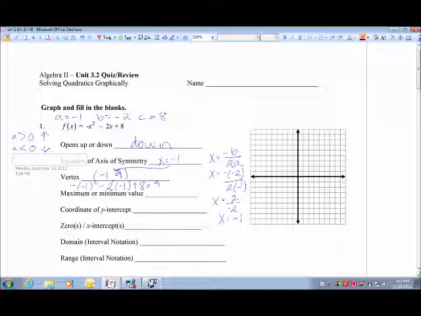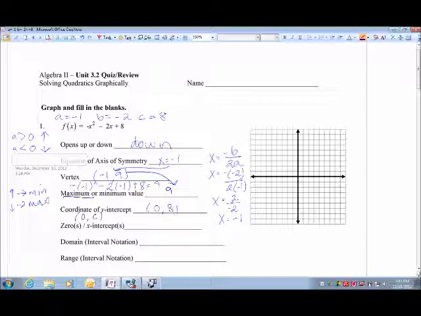Okay? If my graph opens up, it's going to have a minimum value. If my graph opens down, it's going to have a maximum value. So here my graph opens down, so I'm going to have a maximum value. And it's going to always be this y value of my vertex. So my maximum value here is 9. The coordinate of my y-intercept is always 0, c. So here it's going to be 0, 8, because my c value is 8.